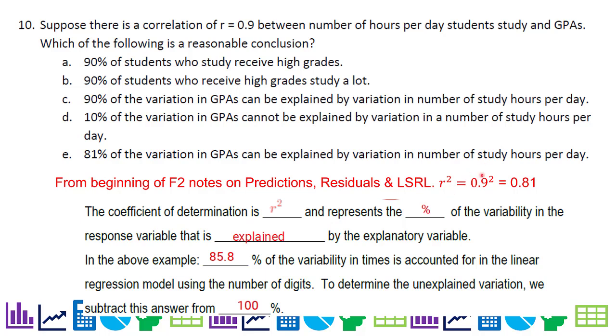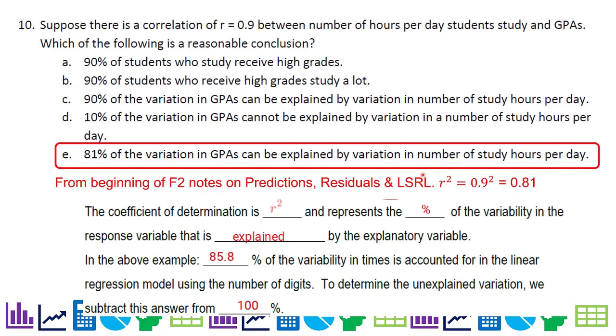So if I square my r, 0.9 squared is 0.81, that's how we get this 81% of variation in GPAs can be explained by the variation in number of study hours per day. So again, coefficient of determination, square your r, and it shows you the percent explained. If you want to know the unexplained percent, you just subtract that number from 100%. So we can say that 19% of the variation in GPAs is not explained by the number of study hours per day.